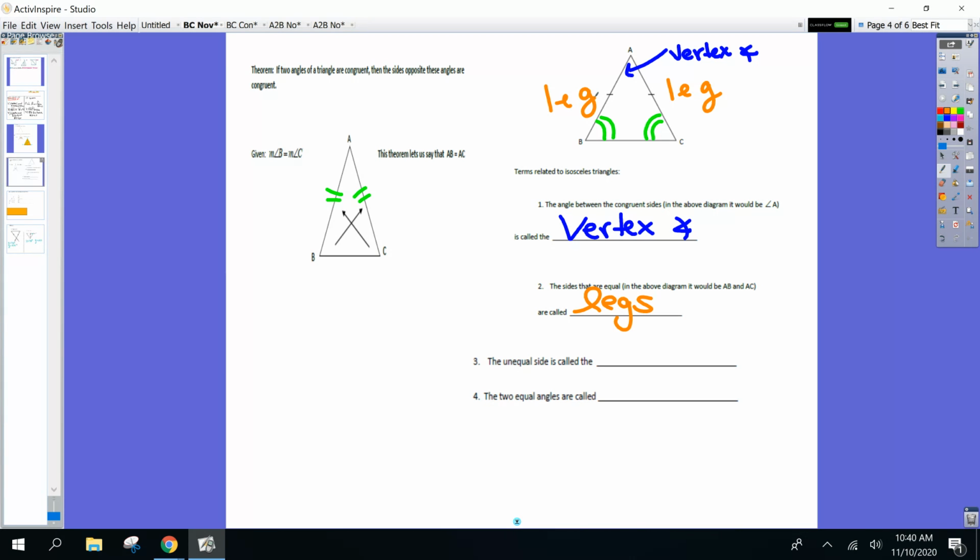The unequal side, the side that's not congruent to the other two, the outcast of the sides. Maybe some of you can relate to that. Moving on. Ready? The unequal side, I'll spot you the B. What do we got? Base. There we go. It's called the base.